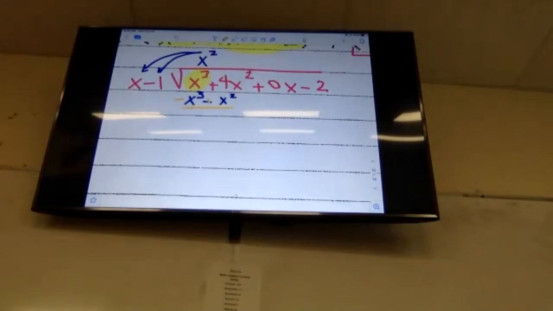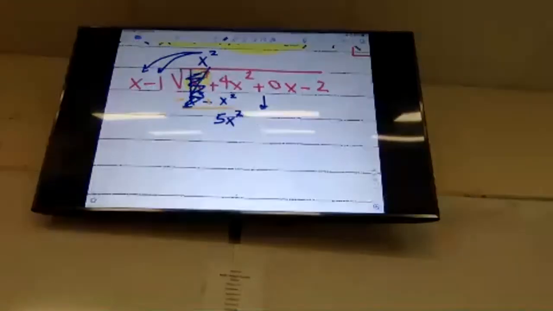So that gives me my x to the thirds cancel, and I have 5x squared, and then we carry down the next term. So we changed our sign so that my first term canceled out. If your first term doesn't cancel out, you did something wrong. Cool. Carry down my 0x. So carry down my plus 0x.